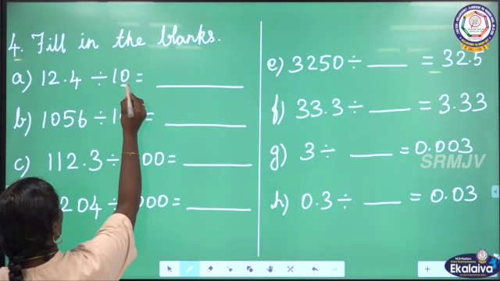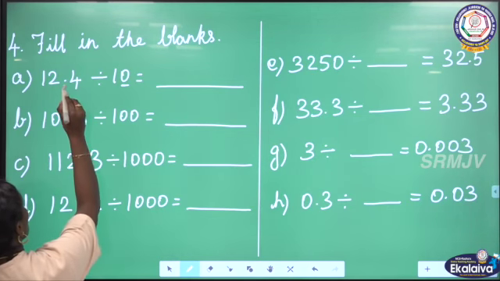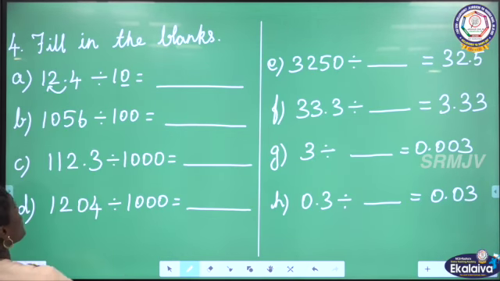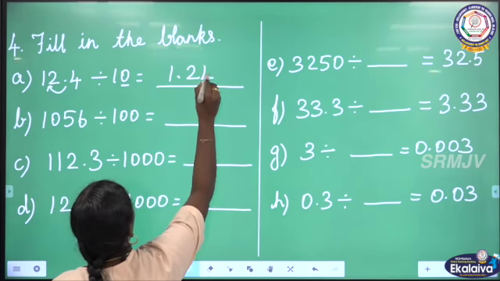While dividing the number by 10, 100, 1000, according to the number of zeros, we have to move the decimal point to the left. Here 1 zero is there, so we have to move the decimal point one place to the left. So the answer is 1.24.